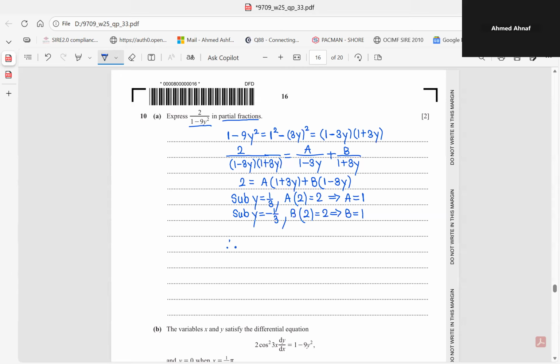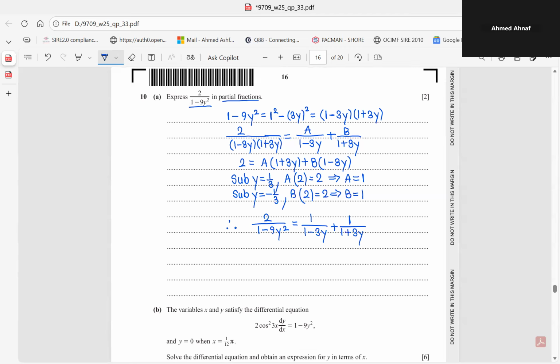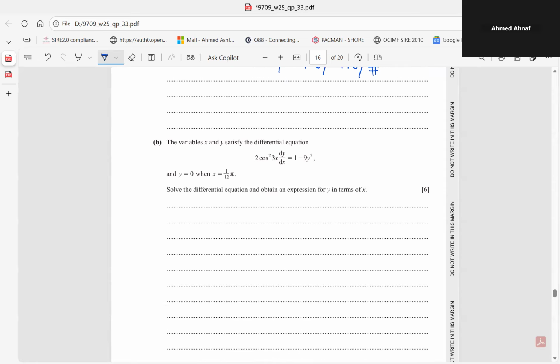Hence, we can say that 2 over 1 minus 9y squared is a, which is 1 over 1 minus 3y, plus b, which is 1 over 1 plus 3y. So this would be our final answer for this first part as well. For the first part, let's head on to the next part.